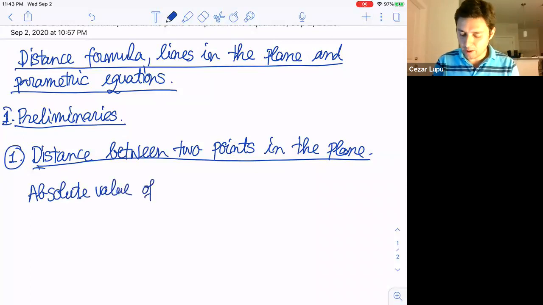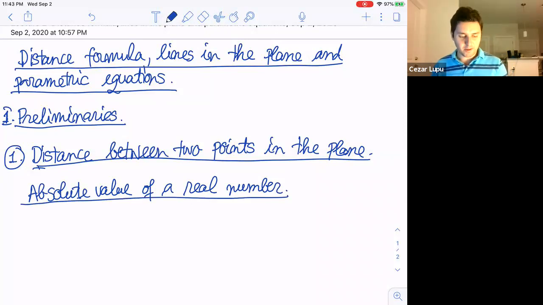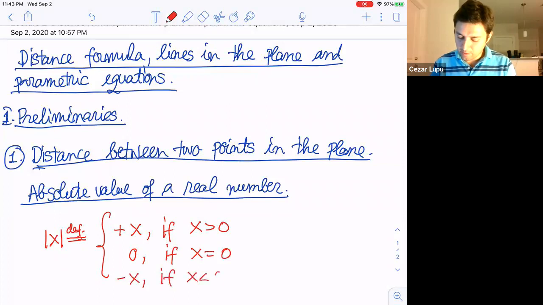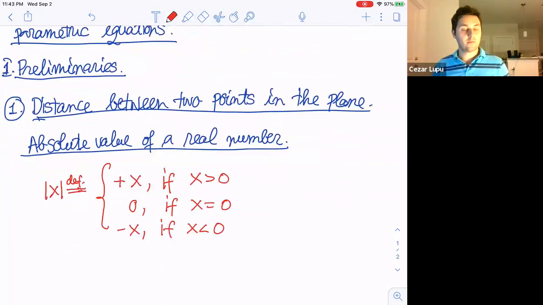And I assume of a real number. I assume some of you already know this, but I don't mind reminding you by the definition. Let me remind you that the absolute value of x, you write it in this way, so by the definition, this is plus x, positive x, if x is greater than 0, 0 if x is 0, and negative x if x is less than 0. So that's the definition of the absolute value of x.